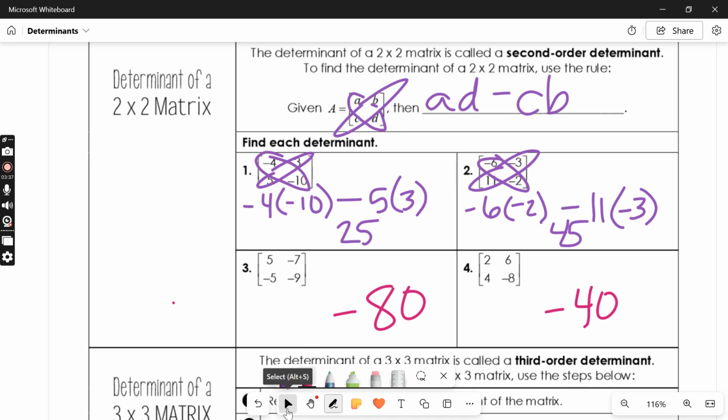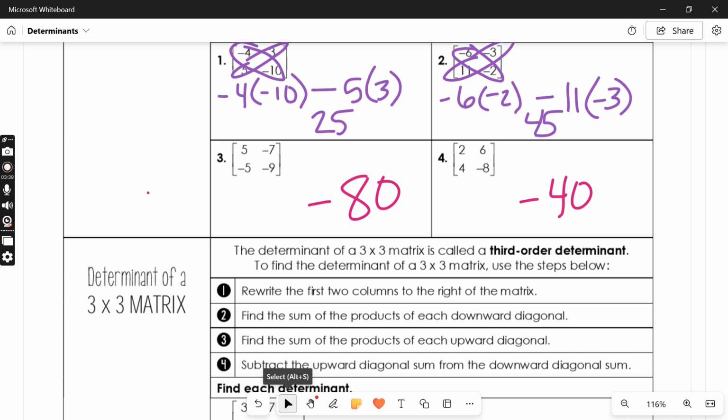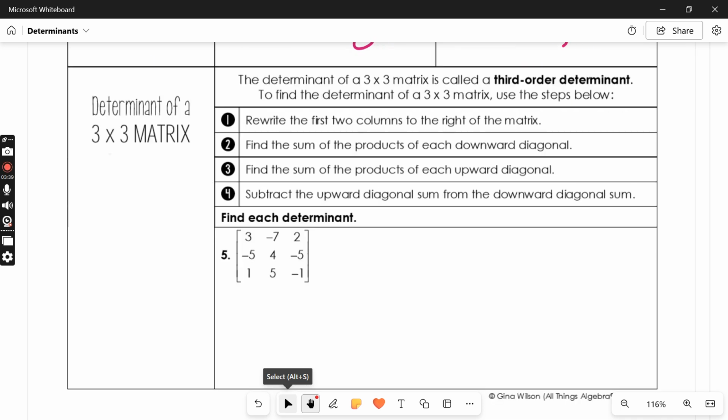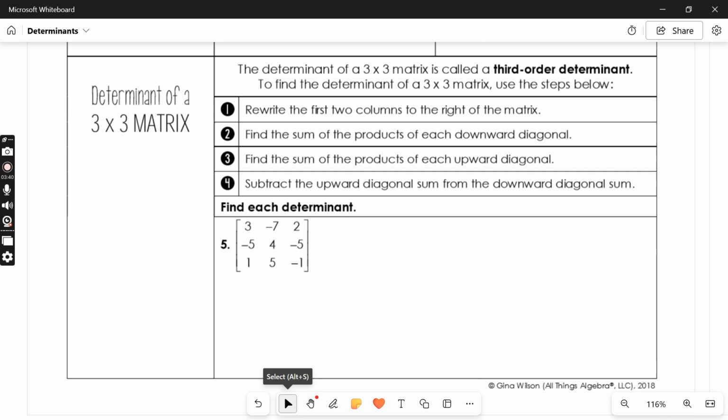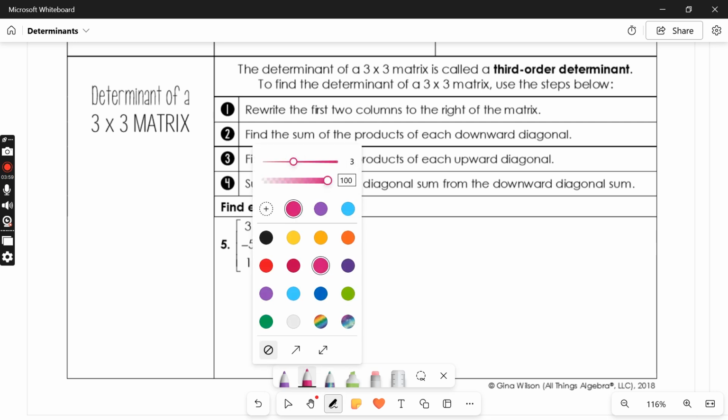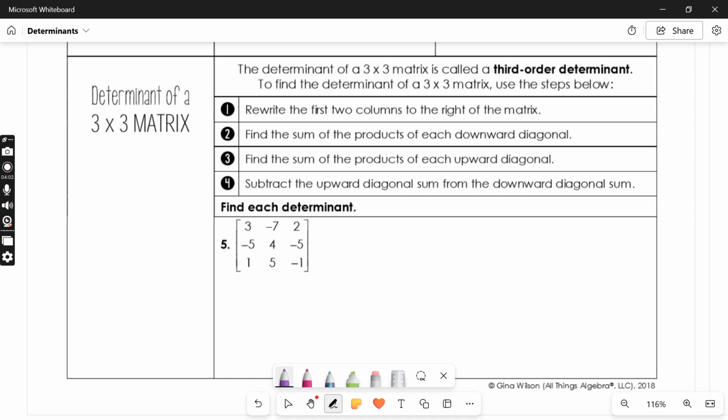All right. So let's talk about how we find the determinant of a 3 by 3 matrix. It's called a third order determinant. This one takes a little bit more work, but it's still pretty straightforward. It says rewrite the first 2 columns to the right of the matrix. So we have these 3 columns. I'm going to use a thinner marker for this. We're going to rewrite those: 3, negative 5, 1, negative 7, 4, 5. Okay, and then we're going to do those diagonals again.